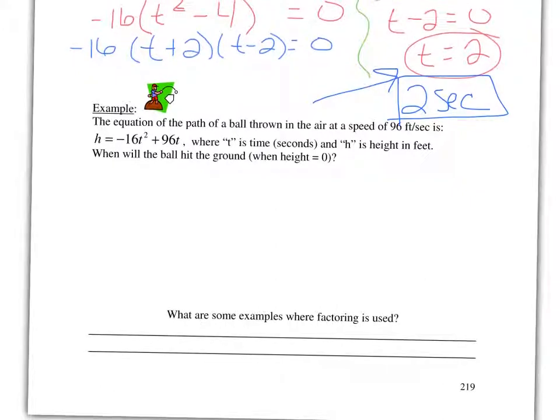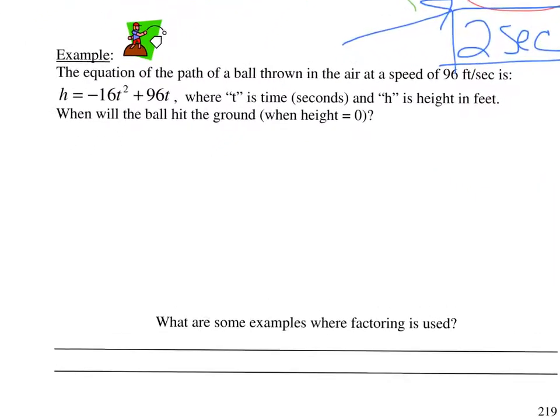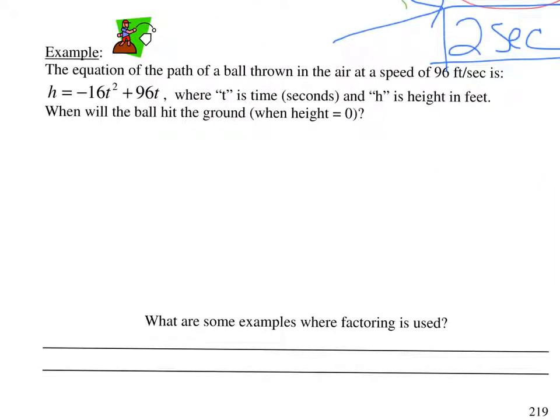All right, let's try this one down here. The equation of the path of a ball thrown in the air at a speed of 96 feet per second is h equals negative 16t squared plus 96t, where t is the time in seconds and h is the height in feet. When will the ball hit the ground, or when will its height be 0? So we're going to substitute a 0 for height again. So 0 equals negative 16t squared plus 96t.